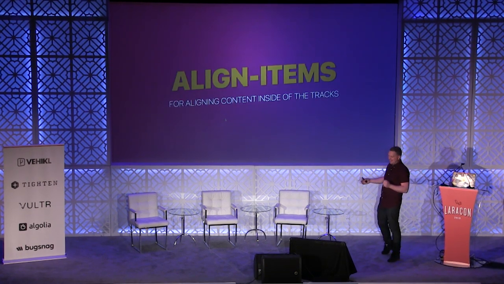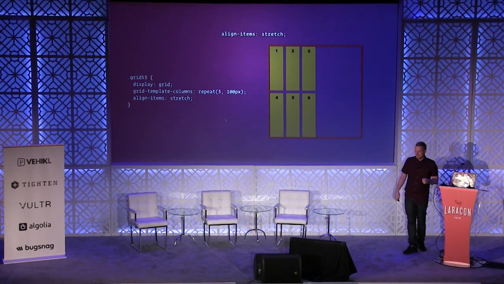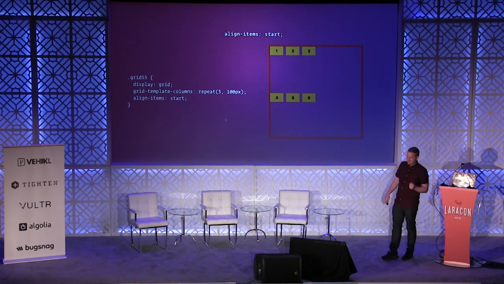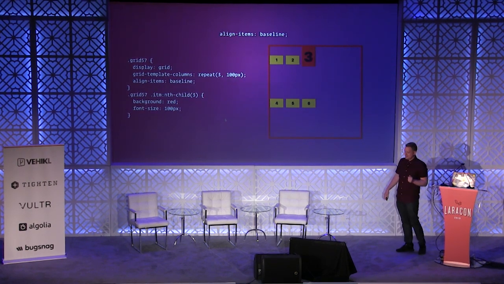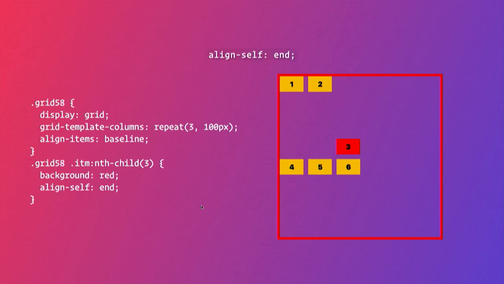And then finally, we have align items, which is for aligning content inside of the tracks. So by default, stretch, center, start, end. And then this one's really cool, baseline, where if your content is of different font sizes, or if you have many lines of text in one and only one line in another one, it will just put like a line underneath the bottom line of text and make sure that all of the text is lined up regardless of how large the actual element is itself, which is pretty nifty. And then you can override with align self.